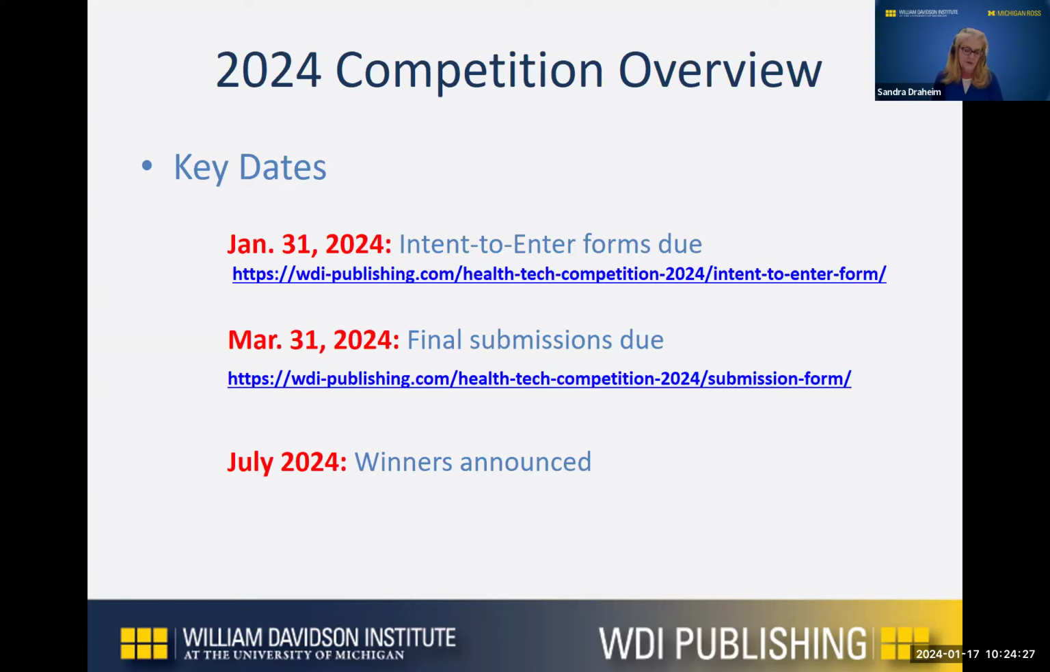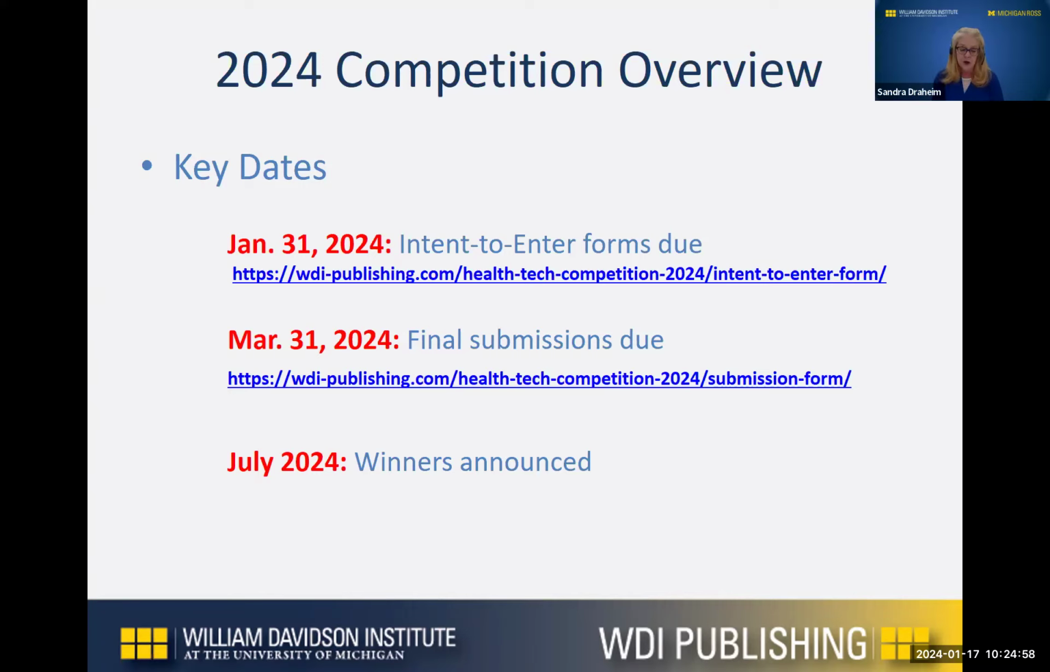And this particular form asks for some high-level information about the case you intend to submit. But note that your documents do not need to be completed at this time. We're asking for some information on the intent to enter form because it gives the competition administrators an indication of submissions to come and gives us an opportunity to evaluate and assist you, if necessary, with certain elements of your submission.